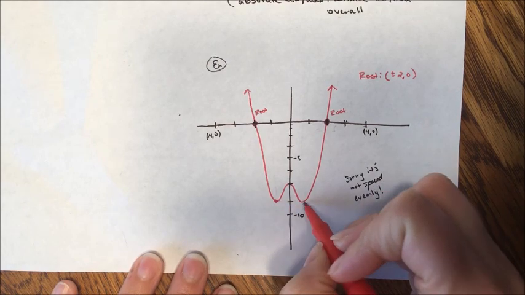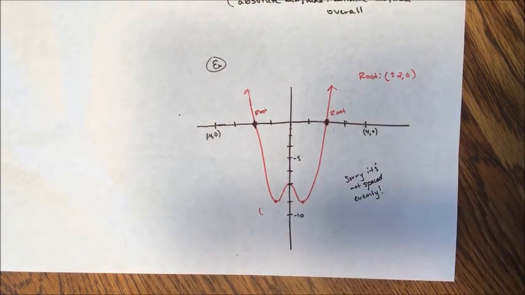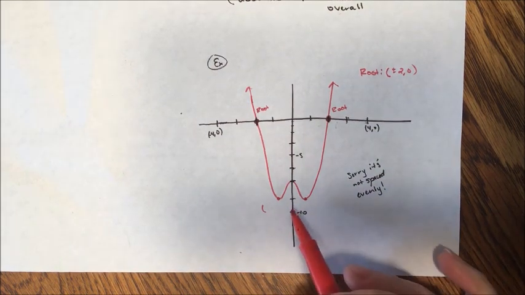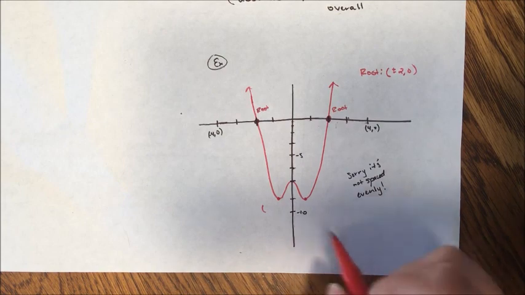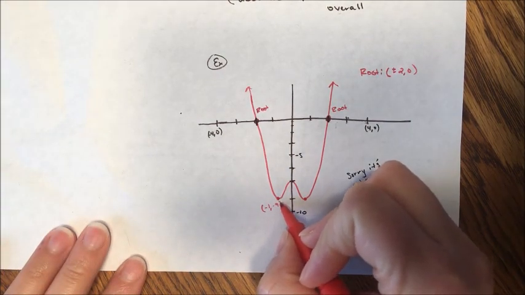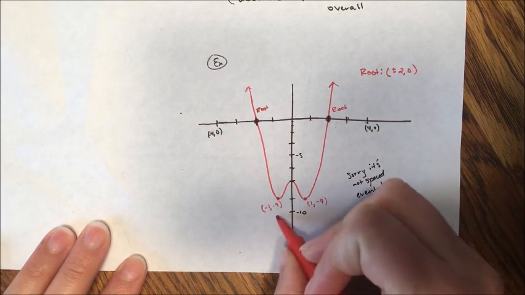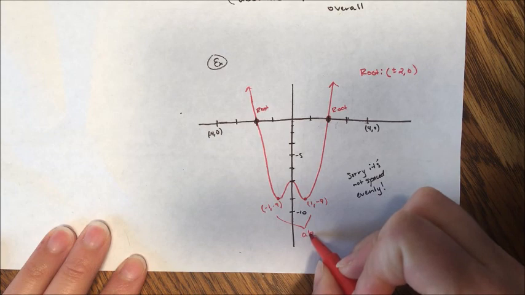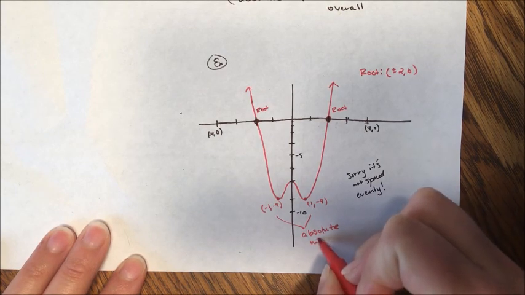These 2 points here, these would be absolute mins. The reason why is because they're the absolute lowest point on this graph. They happen to be at the same y value. This is (-1, -9), and this point here is at (1, -9). So these points together are the absolute mins.